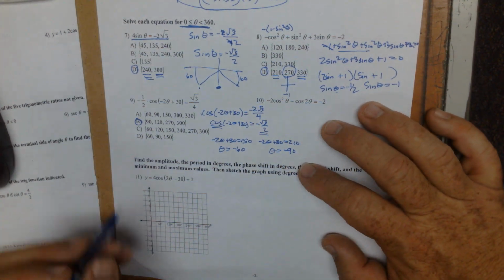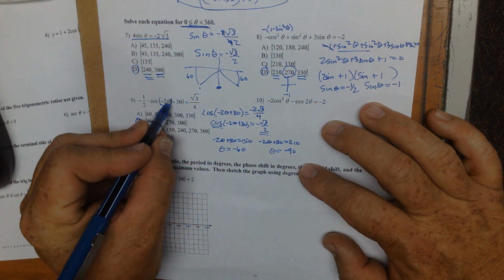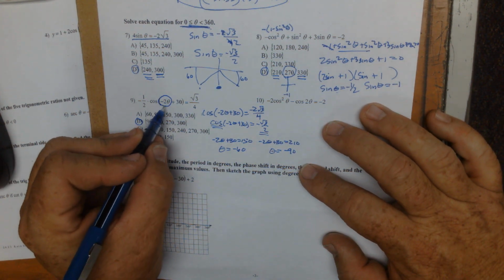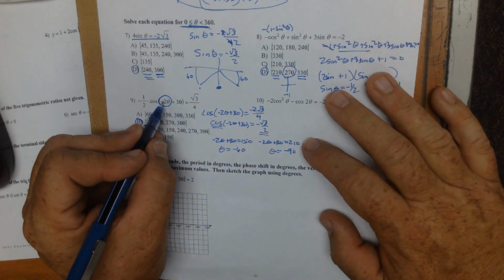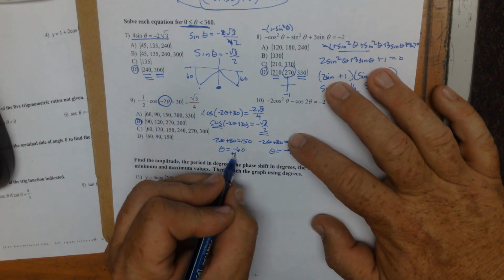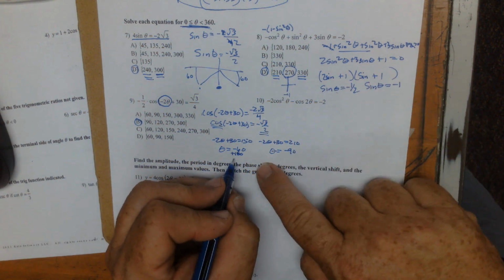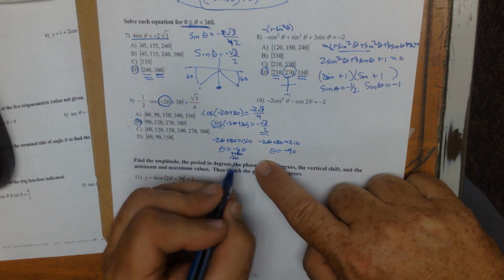So what do I add to it? Well, I know my period is divided by 2, so it's no longer 360. I'm going to add 180 to it. And that's going to give me my first answer of 120.